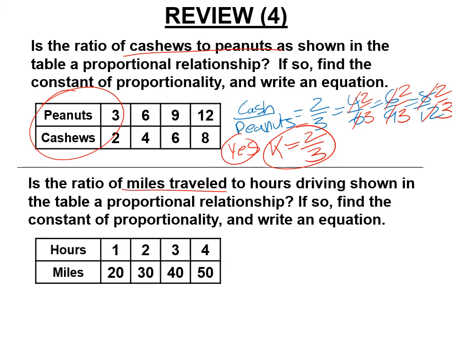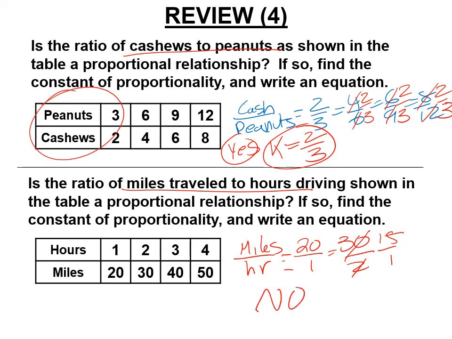All right, so miles to hours. So we're going to do miles to hours. So 20 miles to 1 hour, 30 miles to 2. Wait a minute. Well, that simplifies to 15. So I can stop right there, right? These are not proportional. We're not finding K.